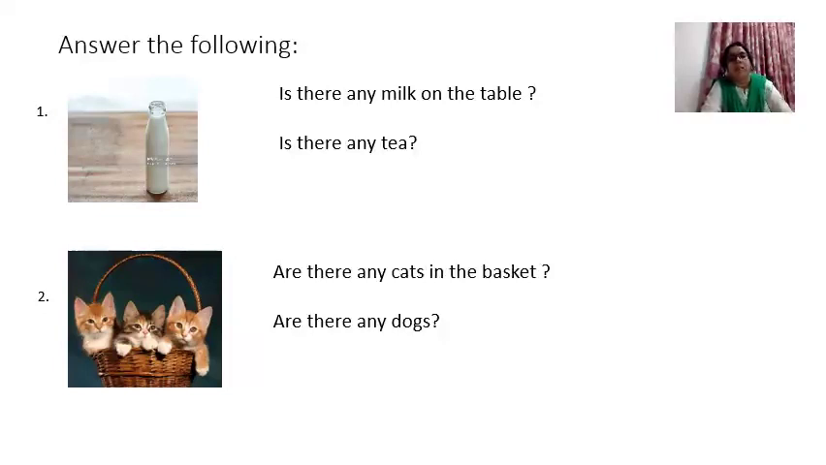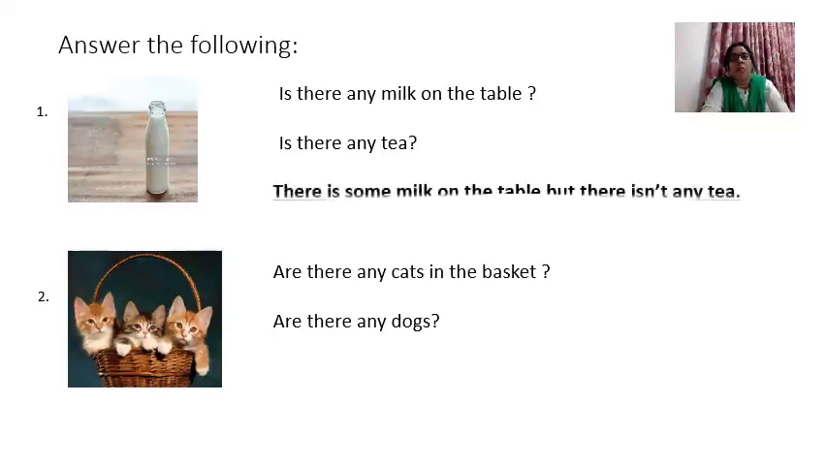The first question: Is there any milk on the table? Is there any tea? Now, what did you see in the picture? There is a bottle of milk. Now you have to answer both the questions in one sentence. How will you do it? You have to remember the key word, that is but. There is some milk on the table, but there isn't any tea.